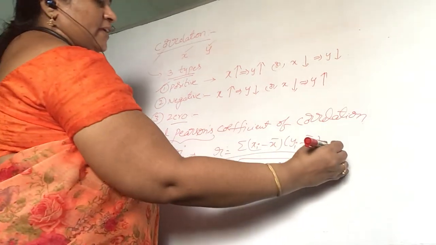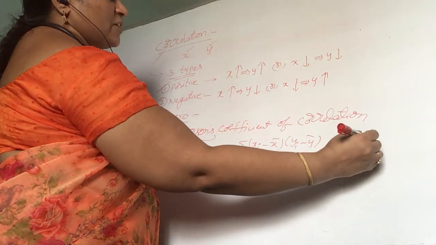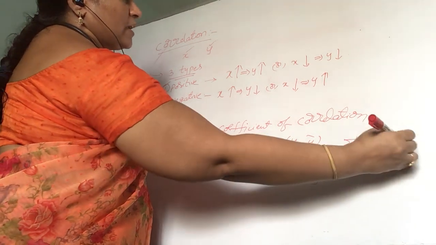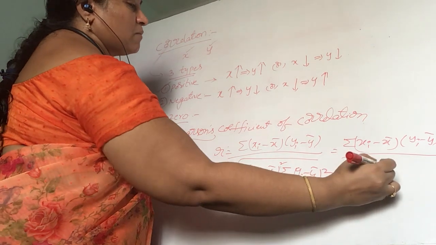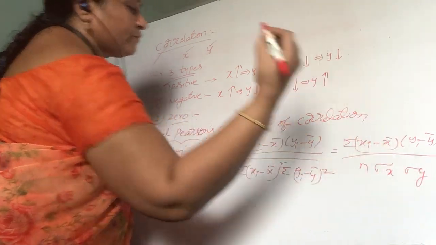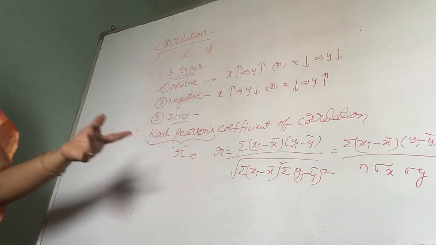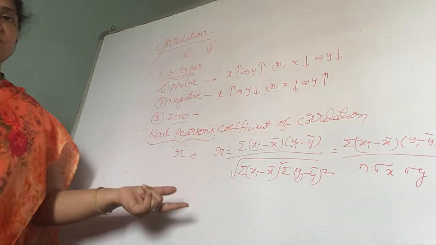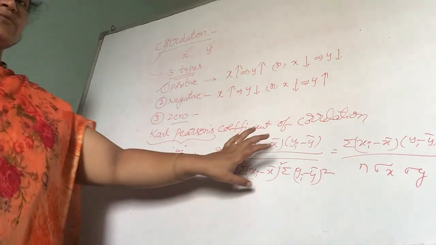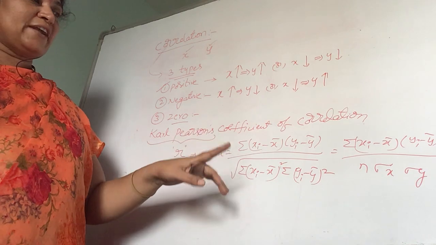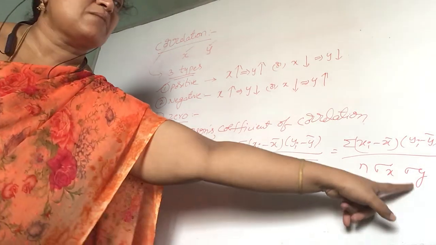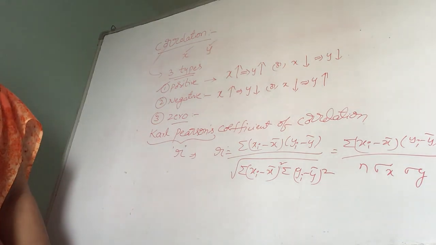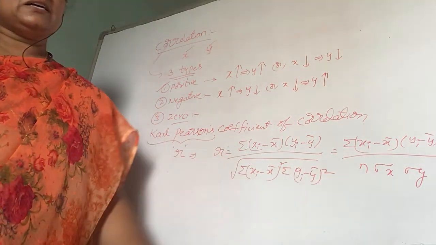It can also be written with the same numerator, the summation of (xi minus x bar) into (yi minus y bar), divided by n into sigma x into sigma y. These two are the formulas for the coefficient of correlation. Most probably we use this formula if the standard deviations of x and y are given. Here sigma x and sigma y are the standard deviations of x and y, and n is the number of terms given.